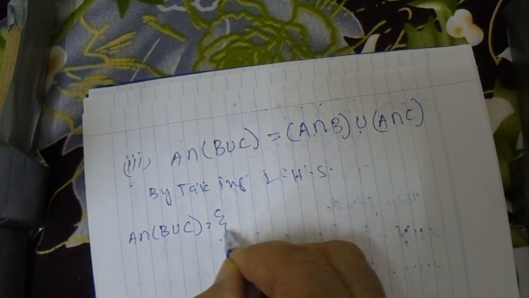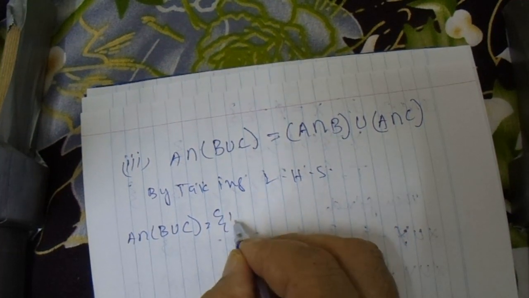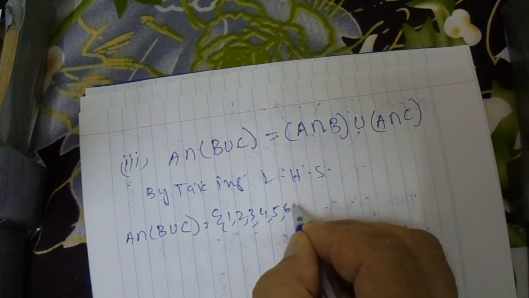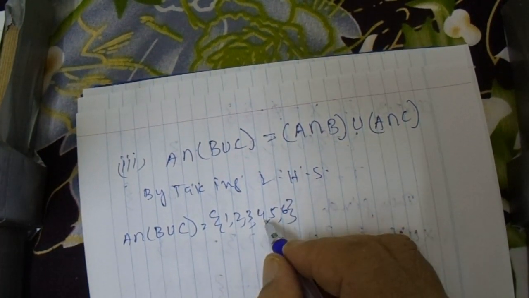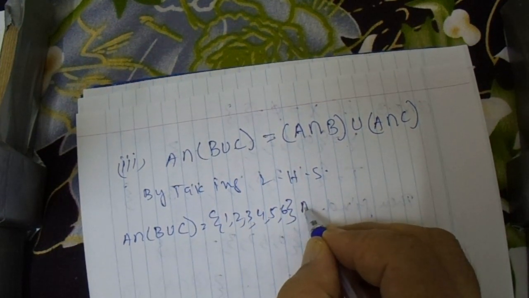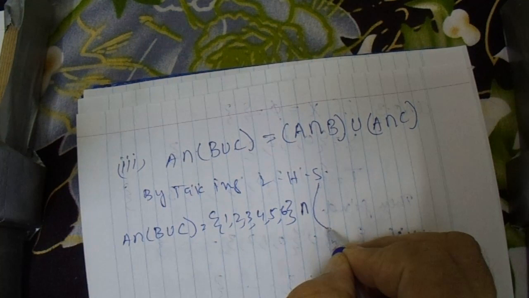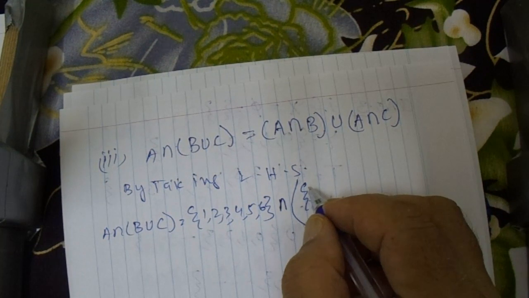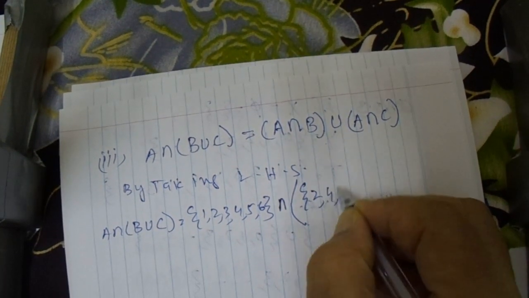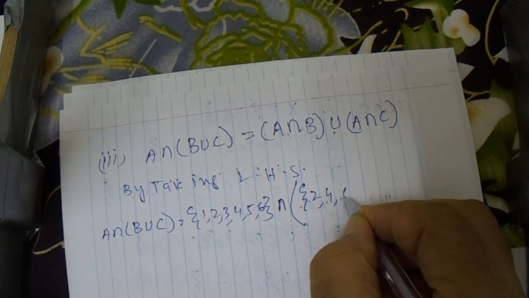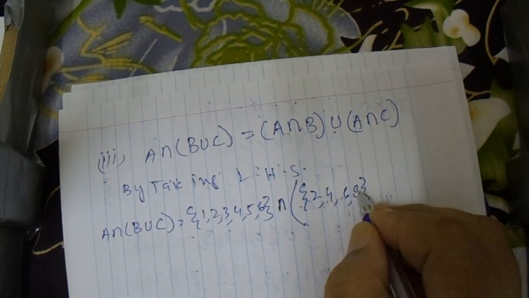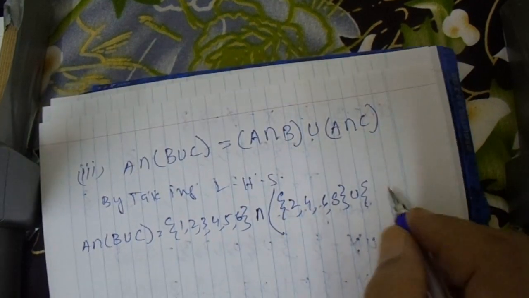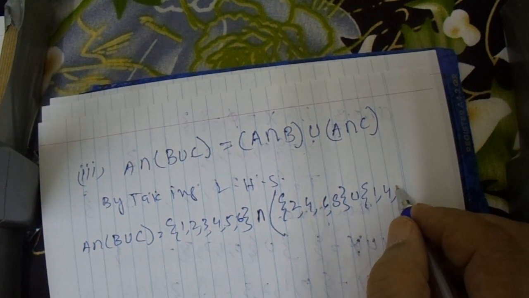First we write A. A set is 1, 2, 3, 4, 5 and 6. Now this is our A set. Now intersection, and we write this bracket, and we write the B set. B is 2, 4, 6, 8. Now this is our B set. Now union, we write the C set. C set is 1, 4, 8.